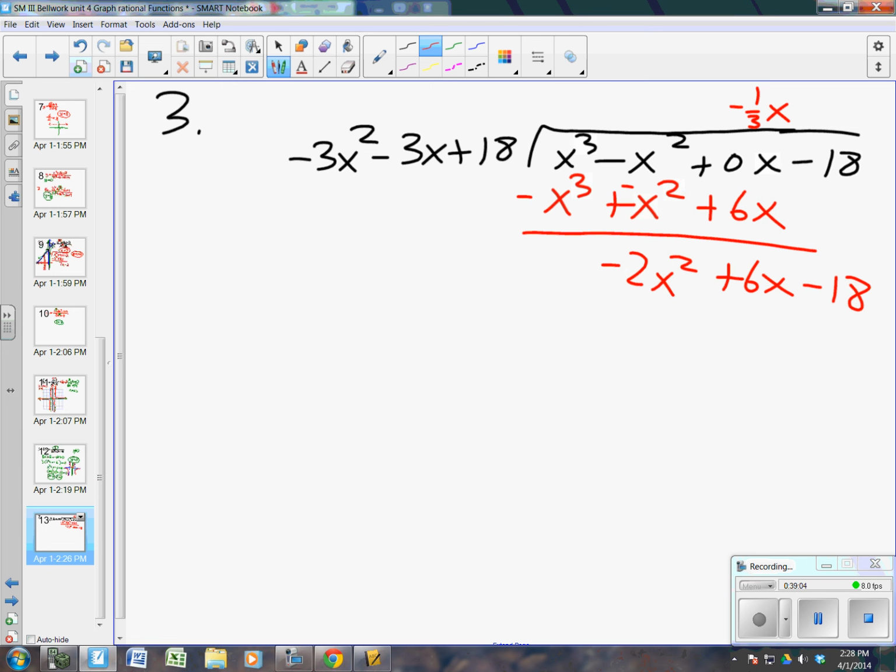This is the last time we have to divide. Now, what do I multiply negative 3x squared by to get negative 2x squared? 2/3. That's right. Just 2/3.